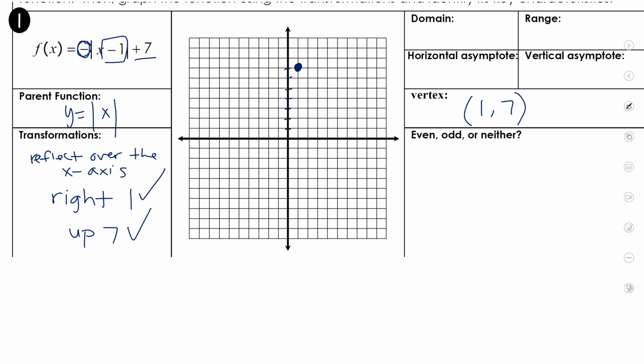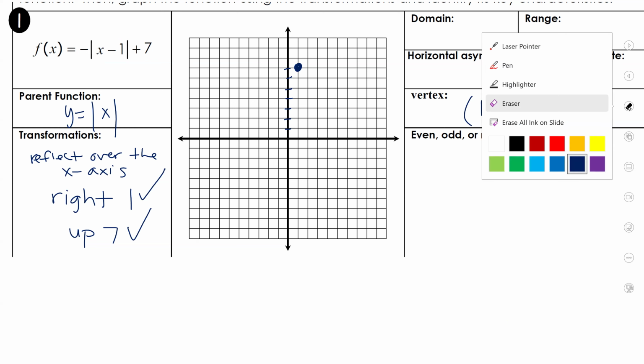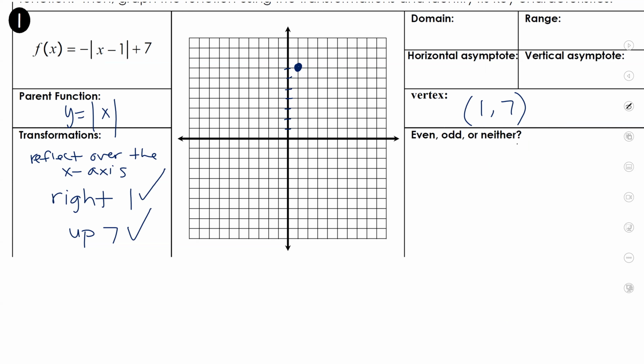You can imagine, let me erase this, clean it up some. You can imagine a -1 right here. That's my slope. So I'm going to go down 1 over 1, down 1 over 1. I'm creating a V shape, down 1 over 1. Okay, so that's my graph.